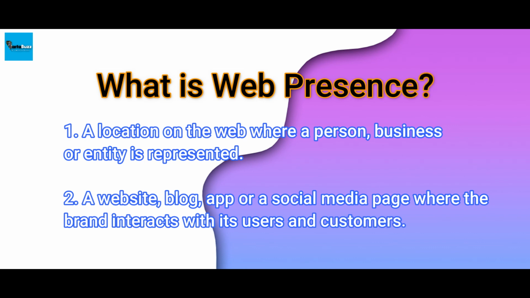Now, in the second point, you can see that different names are there, right? So what are the names? Let's have a look. Website, blog, app. So I think website is a familiar term that you know. App is also something which we all know, right? But what is a blog?